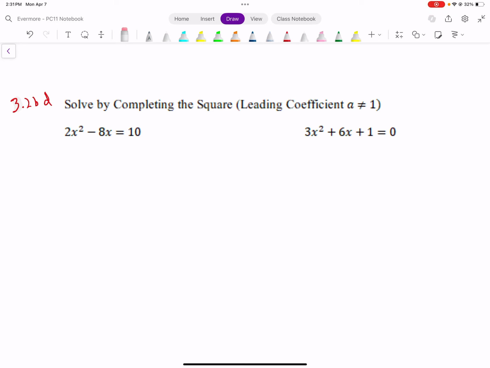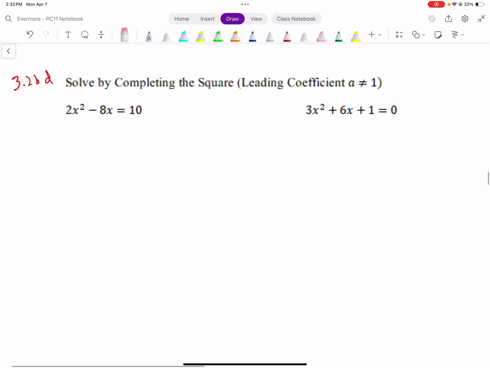So remember that we're dealing with an equation. As long as an operation is applied to one side of the equation, we can apply it to the other side of the equation, and equality still is maintained. So perhaps I'm going to take a look at my first example right here.